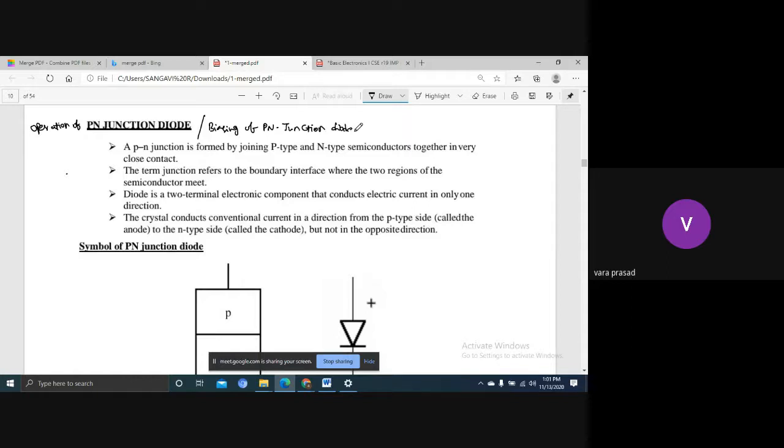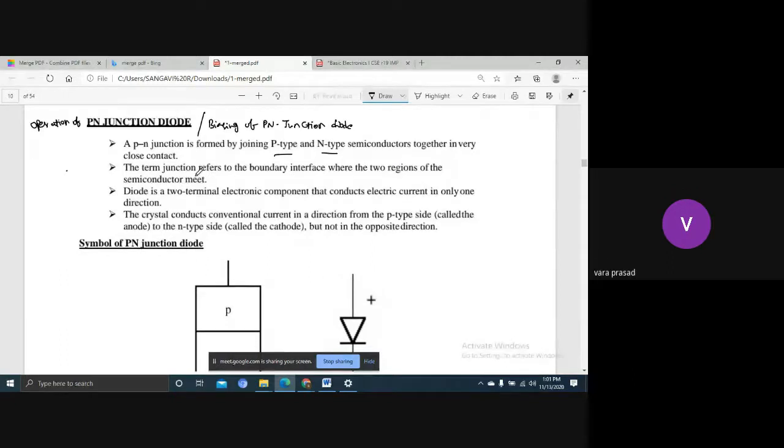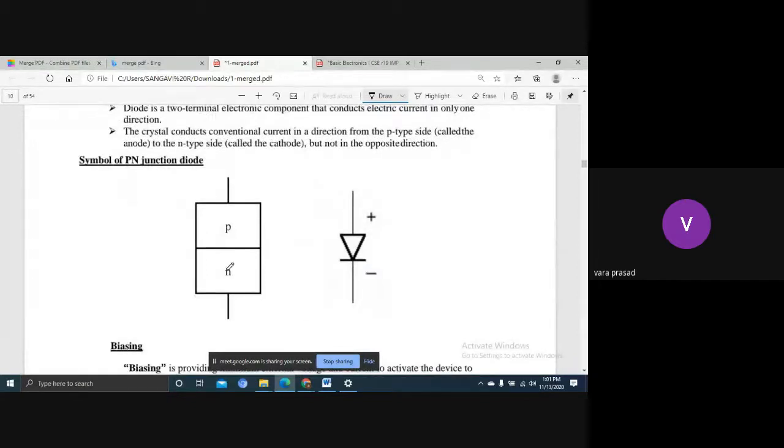See here, in the name itself, a PN junction is formed by joining p-type material and n-type semiconductor together in very close contact, called a PN junction. The term junction refers to a boundary interface where two regions of the semiconductor meet. This is a p-type semiconductor, this is an n-type semiconductor. They meet at a point. This is called a junction, the PN junction.